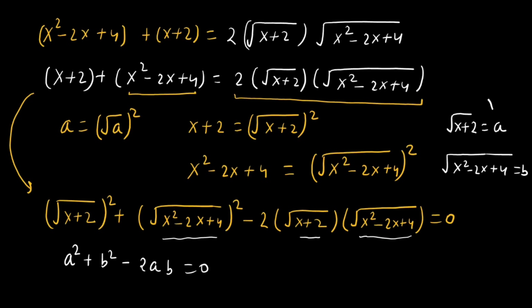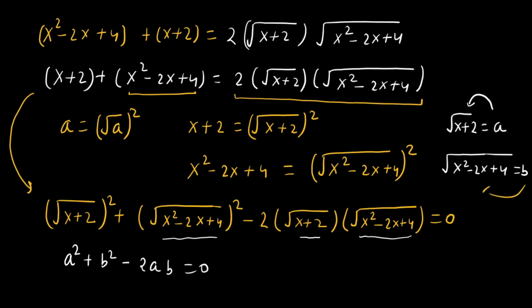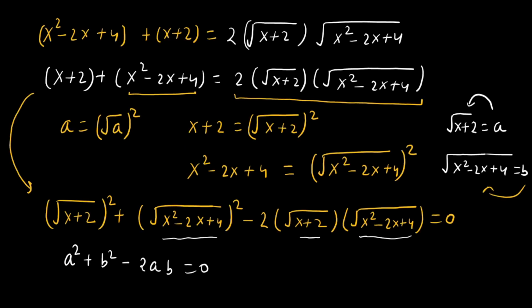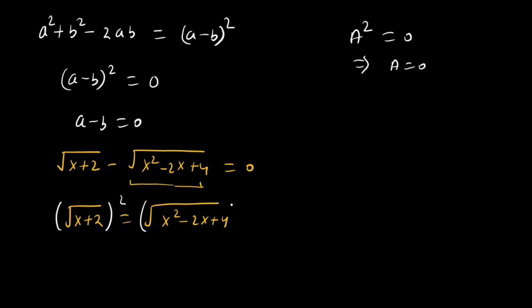We know that a is √(x + 2), and b is √(x² − 2x + 4). So √(x + 2) − √(x² − 2x + 4) = 0. Taking the second term to the right-hand side, √(x + 2) = √(x² − 2x + 4). Squaring both sides, the square and square root cancel out, so x + 2 = x² − 2x + 4.